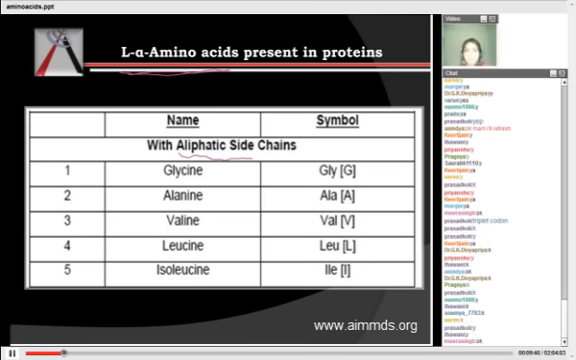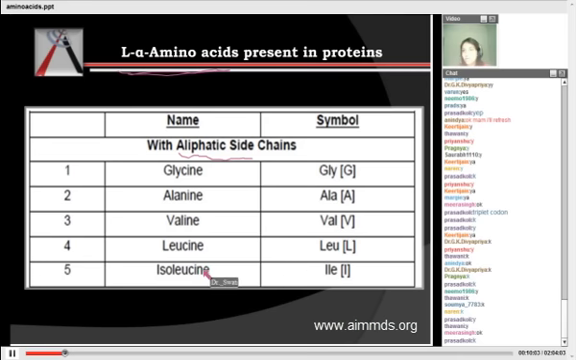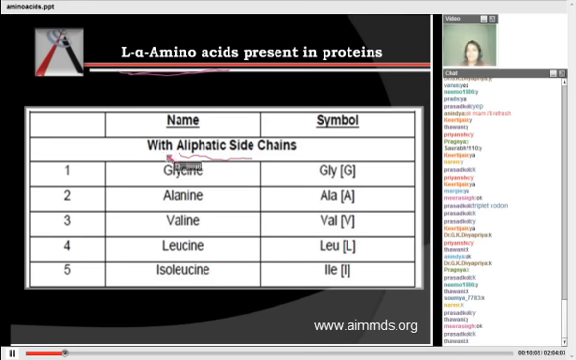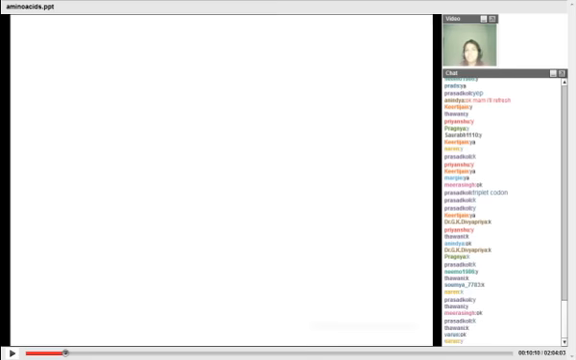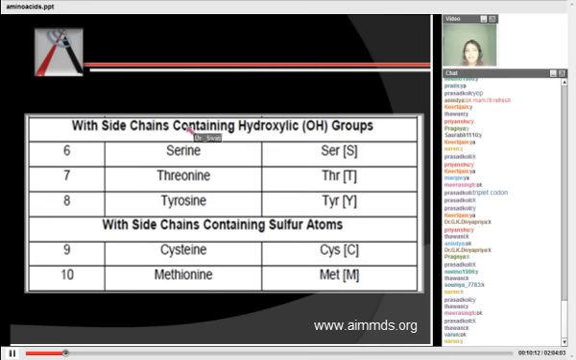So okay, let's talk about the amino acids with aliphatic side chain. In this we have glycine, alanine, valine, leucine and isoleucine. Please don't postpone it. Have a first read now and here itself. Glycine, alanine, valine, leucine and isoleucine, these have aliphatic side chains. Then we have the ones containing hydroxylic groups. In that we have serine, threonine and tyrosine.